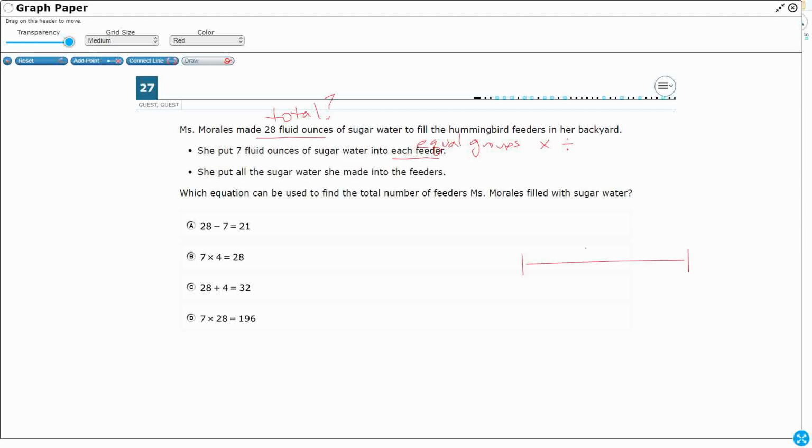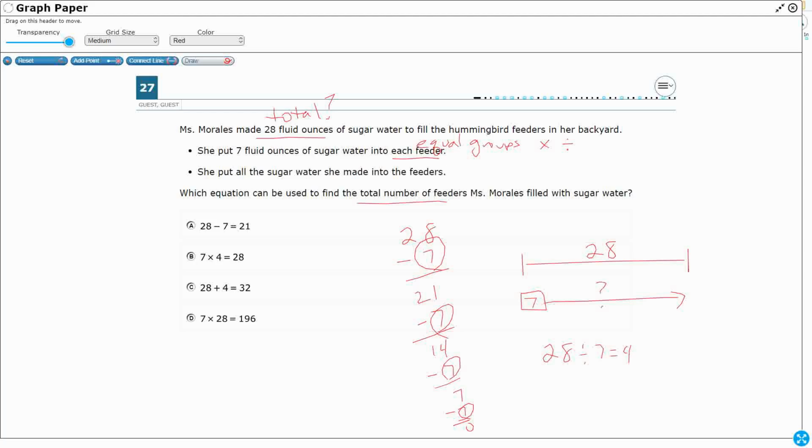So let's see if we can draw this right here. I've got 28 total. And then I've got equal groups of 7. I don't know how many groups there are. What are the total number of feeders? That's the total number of groups. So this is what the strip diagram would look like, right? You're going to think, how many 7s can I get out of 28, right? So we can use repeated subtraction if we want to, or we can just think of a basic fact. Most of us probably did that. How many 7s did I take away? 1, 2, 3, 4. Or you can think 28 divided by 7 equals 4.